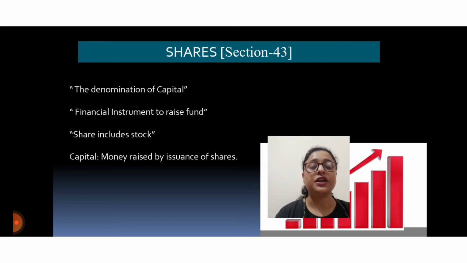Third point, share includes stock. Yes, stock is not different from shares. In accordance with the definition of shares, shares include stock. This can become an objective question in the exam.